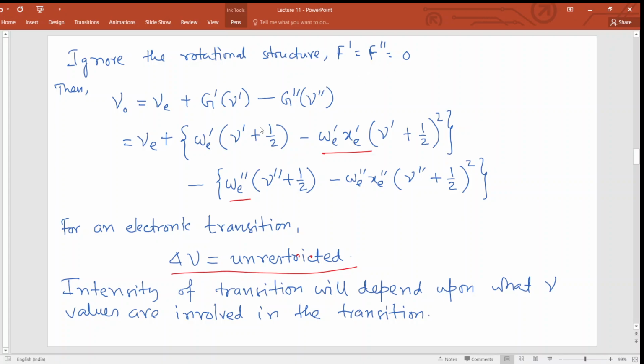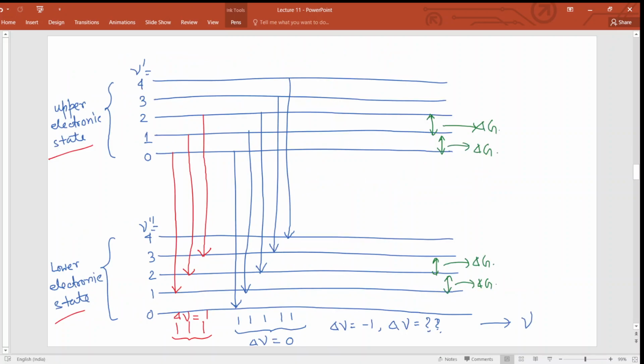So if we want to calculate the value of nu, we are basically interested in the value of nu e and the vibrational energy levels. If we can expand this, then we can get this expression. Now the selection rule says that any value of delta nu is allowed, so it is unrestricted, which means that any kind of transitions are possible.